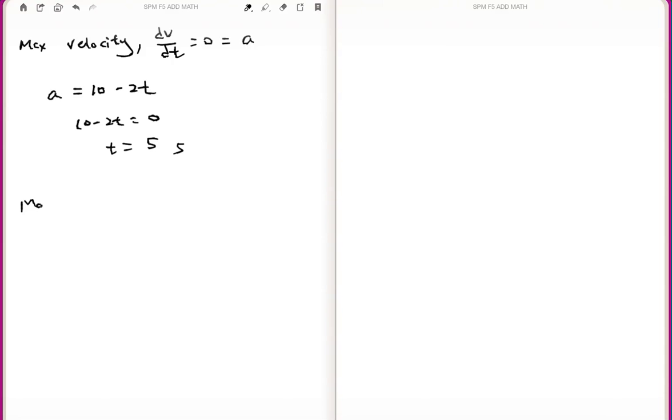So therefore my maximum velocity Vmax would be the equation that I have earlier, 10 times t minus t squared minus 16, in meters per second. A number without units is meaningless. Therefore, it will be 9 meters per second.